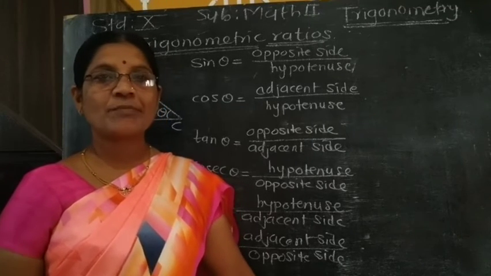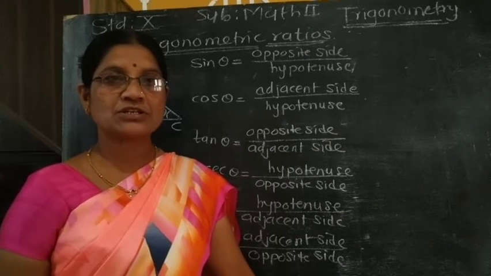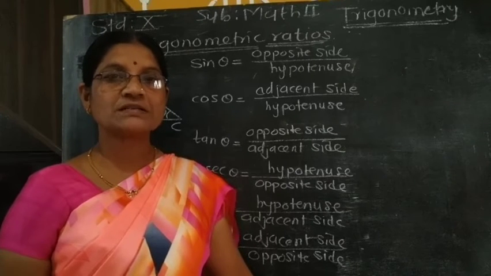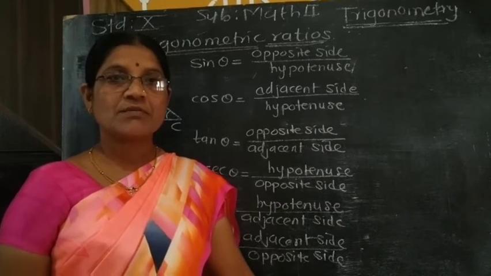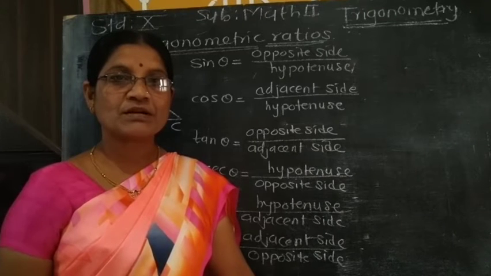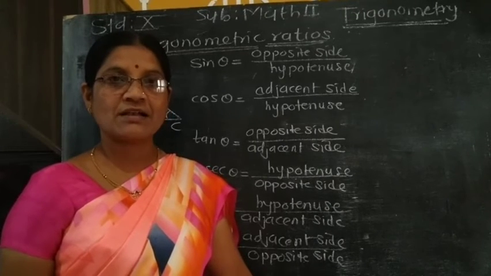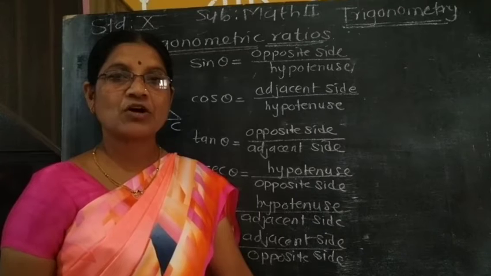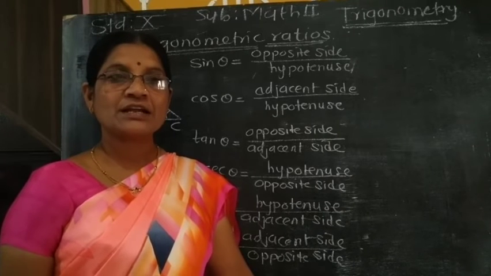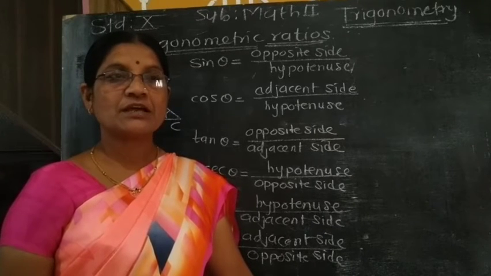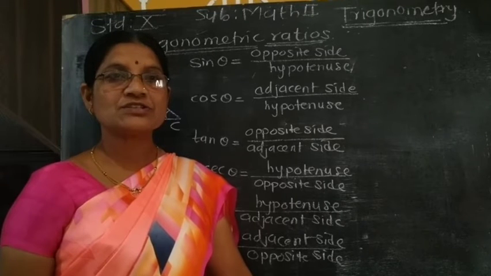Trigonometry. Trigonometry means tri plus gono means angle plus metry means measurement of 3 sides of a triangle, that is called trigonometry. And in trigonometry, especially the right angle triangle is used.